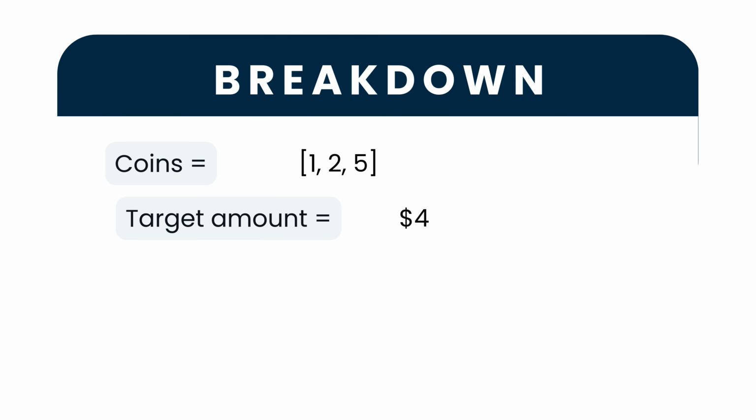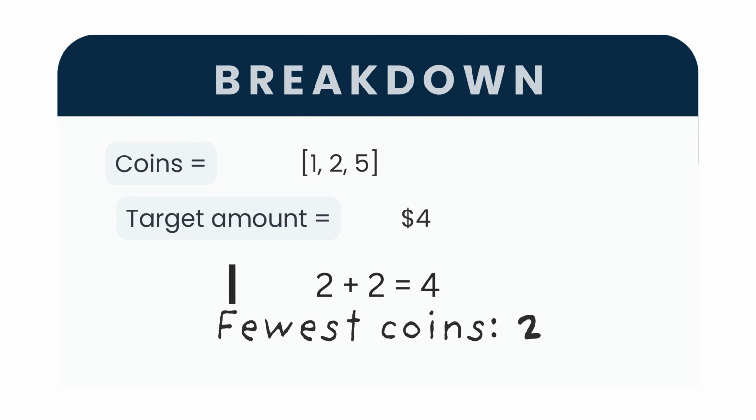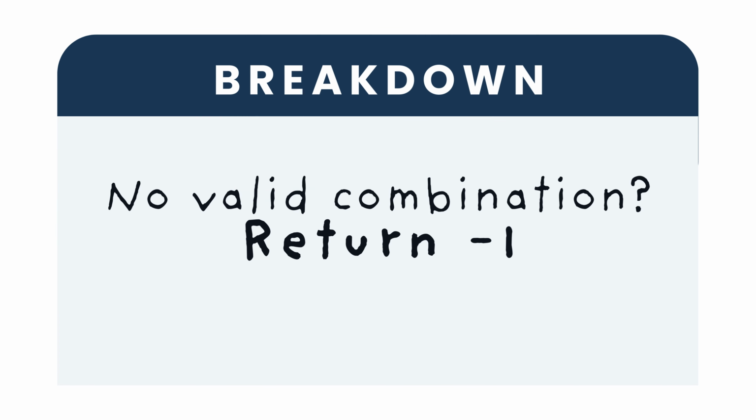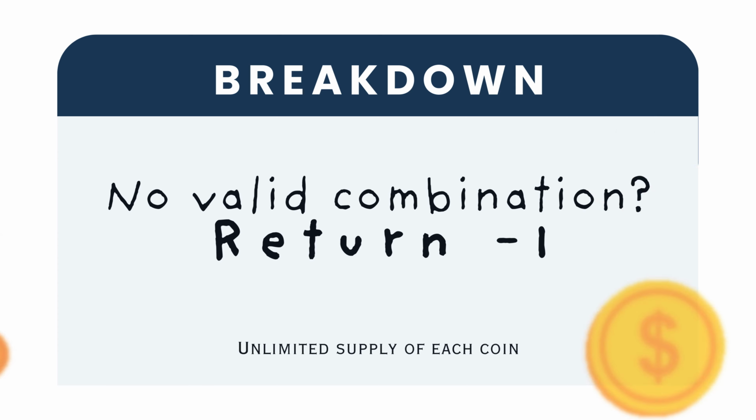Let's break it down. You're given a set of coin denominations and an amount. Return the minimum number of coins needed to make that amount. If you can't make it, return -1. You can use as many coins of each denomination as you want.